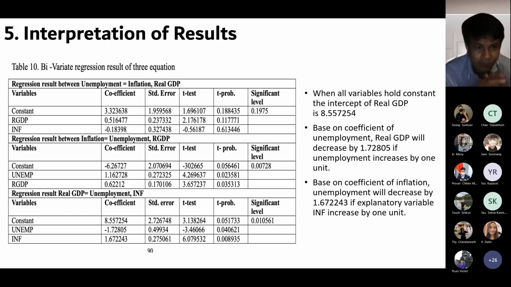Yes, hello. Let's move to the interpretation of results in the tables. In Table 10, we can see that when all variables are held constant, the intercept of real GDP is around 8.55%. I think this refers to the third model, the below part.